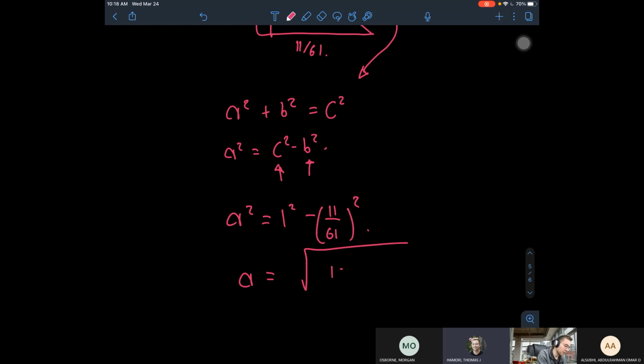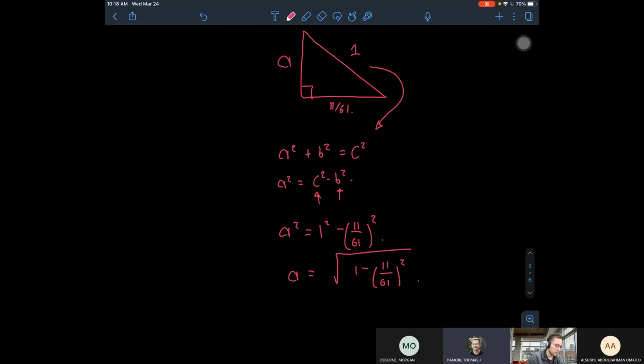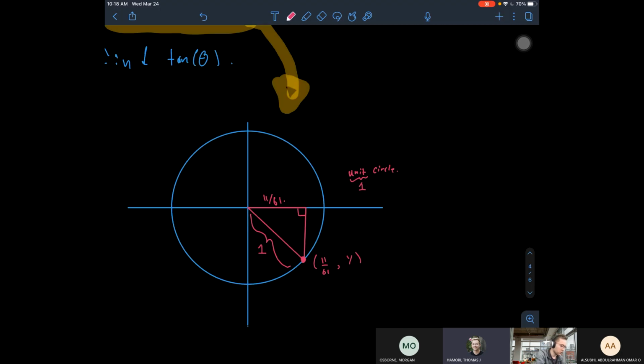Correct. So we get 1 minus 11 over 61 squared. Just leave it like that for now. Okay, so that's what that side length is, huh? Yes. So how do I incorporate that back into this picture?